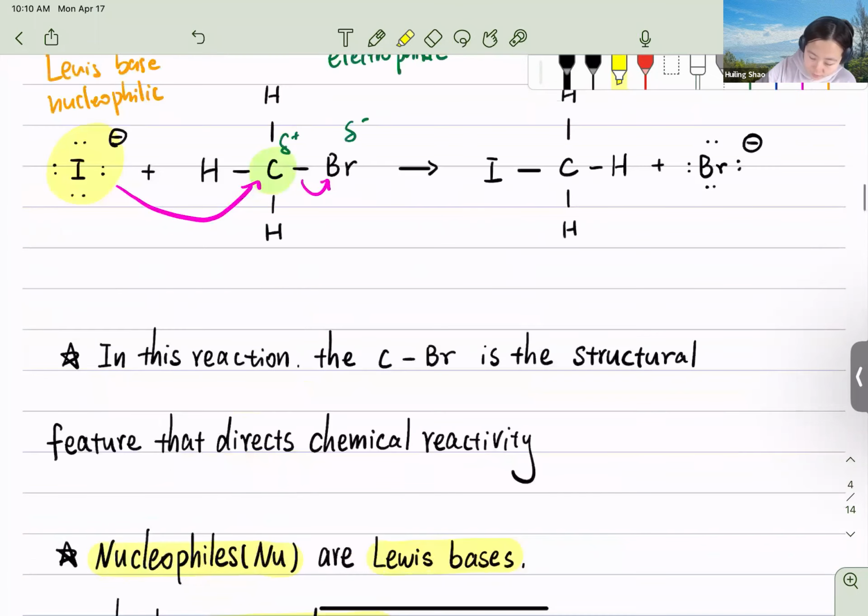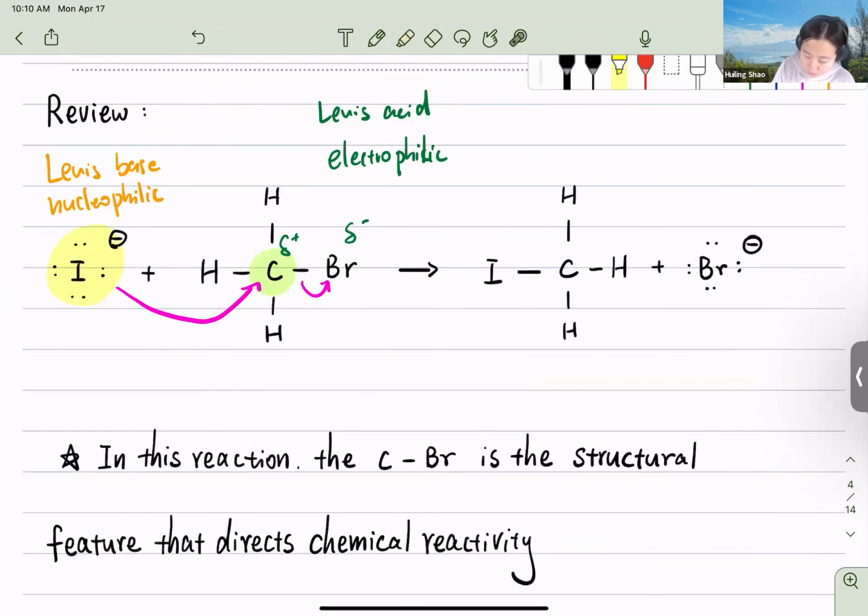And later in this lecture, we'll be talking about functional groups, which in this case, the C-Br bond is a structural feature that directs the chemical reactivity. We have all the C-H bonds around, but they are relatively inert toward chemical reactions. And this C-Br, or the carbon halogen bond, is where the chemistry takes place, and that we call a functional group.